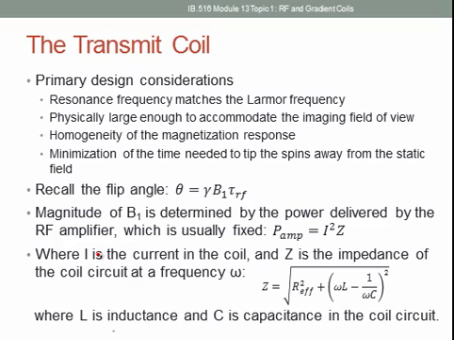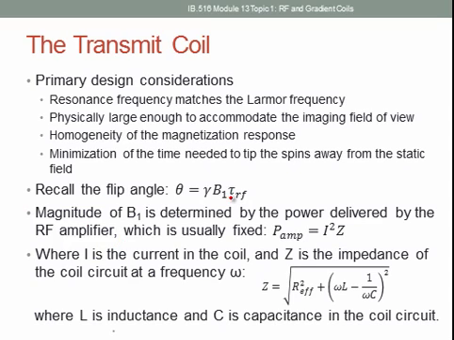Of course, the coil has to be physically large enough to accommodate whatever anatomy we're imaging. The field that we generate has to be homogeneous, or as uniform as possible in space. And we want to minimize the time needed to tip the spins. So we want to have an efficient transfer of power from the coil to the spins, and again that's a function of the resonance frequency.